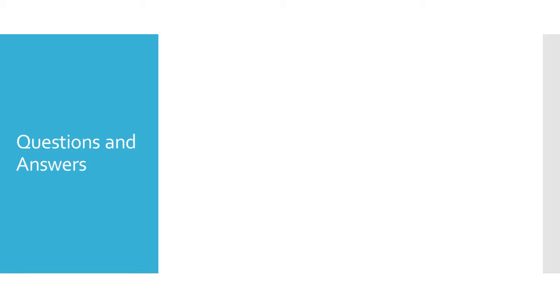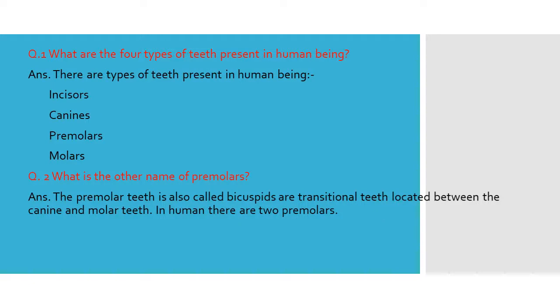Now it's time for questions and answers. So my dear children, these questions and answers you have to write in your notebook. Question number 1. What are the four types of teeth present in human beings? There are four types of teeth present in human beings: incisors, canines, premolars and molars.